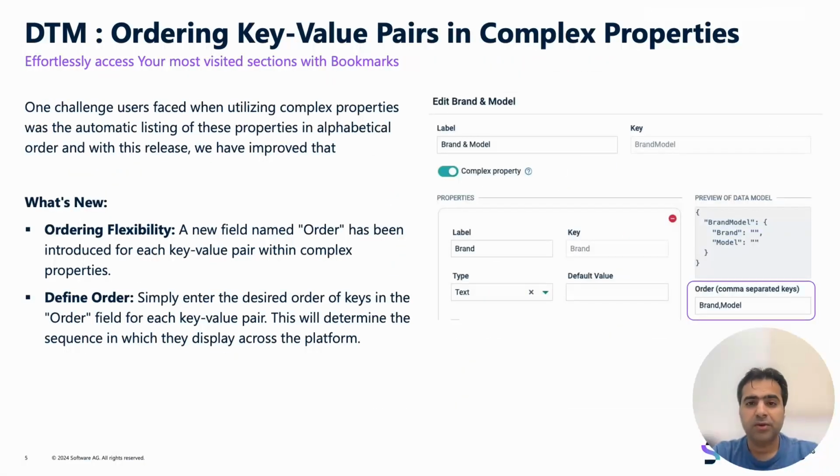Now coming to the Digital Twin Manager. One of the most powerful features of Digital Twin Manager is complex properties in the property library. Complex properties allow you to define multiple key value pairs in a single property.